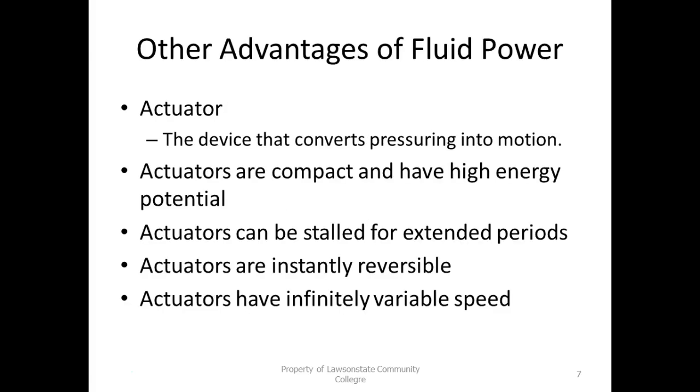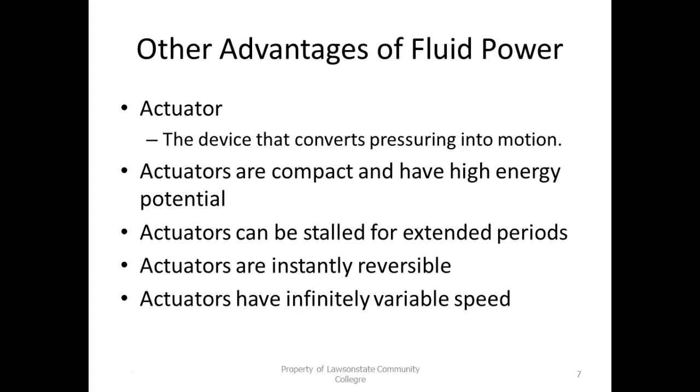Actuators. An actuator is a device that converts the pressure into motion. So we'll have two types of primary actuators: linear actuators and rotary actuators. Y'all know those terms. Linear actuators generate a force in a straight line. And then we have rotary actuators, which generate forces in an arc.